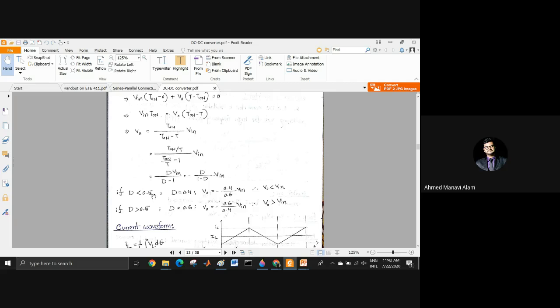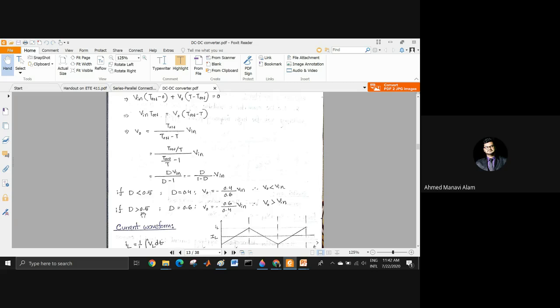Whenever the duty cycle is less than 50%, okay, that means the switch is off more time than the switch is on. When the duty cycle is less than 0.5, that means 50%. Suppose D is equal to 0.4, then if we put the value 0.4 here, what will it be? 0.4 divided by 1 minus 0.4, that is 0.4 divided by 0.6, that means V0 will be less than Vin. Do it at home with a calculator and see, V0 will have to be less than Vin.